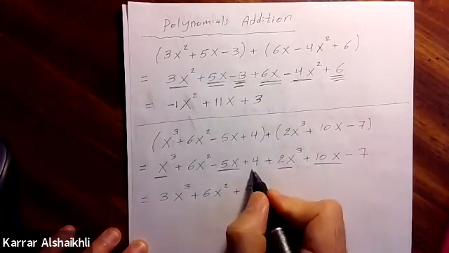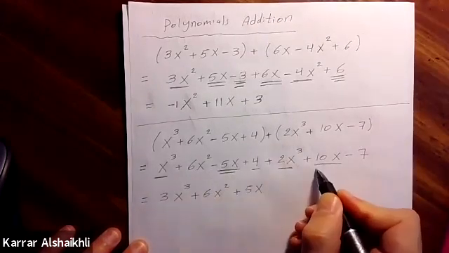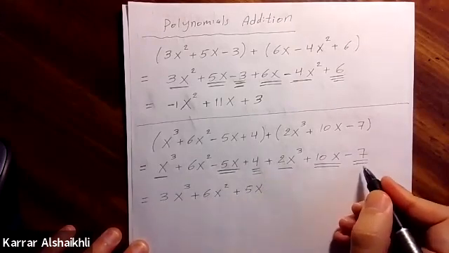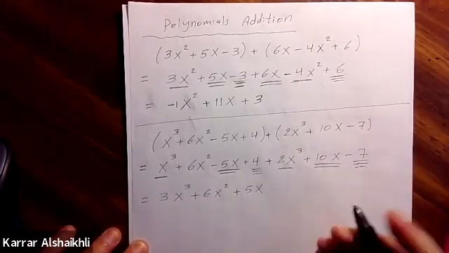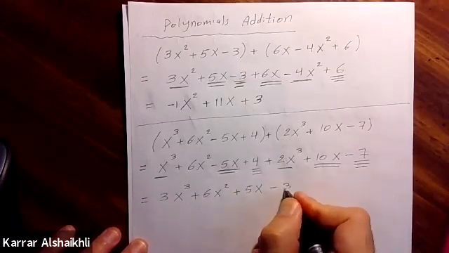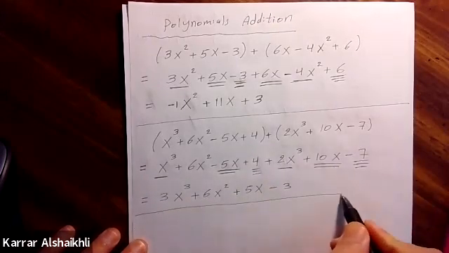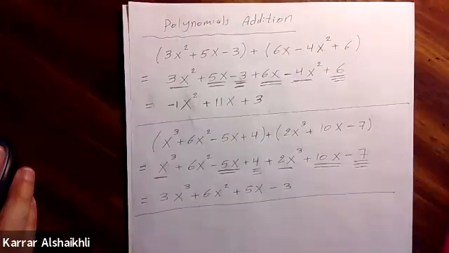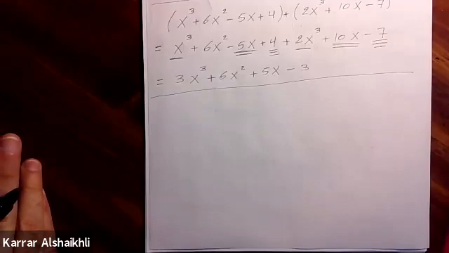And the last thing I have, let's put down 2 lines here. And 3 lines, just a number by itself. And it says 4 minus 7 is going to be negative 3. This is the result for the addition for these two polynomials.